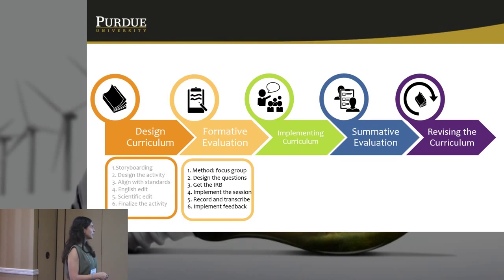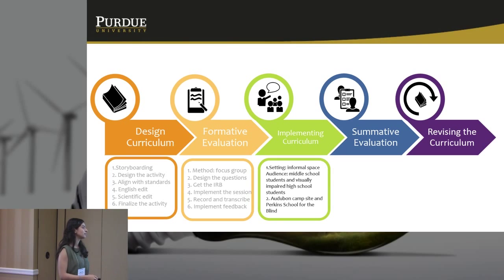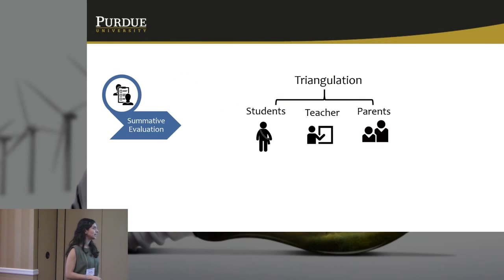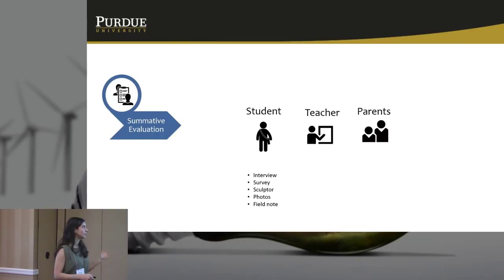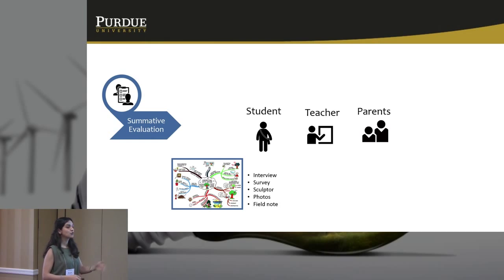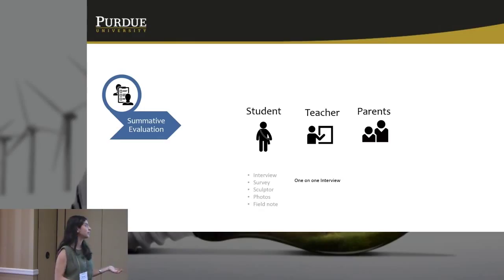For formative evaluation, we will have a focus group of mainly informal setting or museum instructors. After implementation, we will have a summative evaluation of the students. Again, triangulation, using different kinds of methods: interviews, surveys, making the sculpture and taking a photo of it, field notes, and asking them to draw a concept map. Don was showing them how helpful a concept map is. I may also have a Lego series, asking them to design Lego models of their five-day experience.